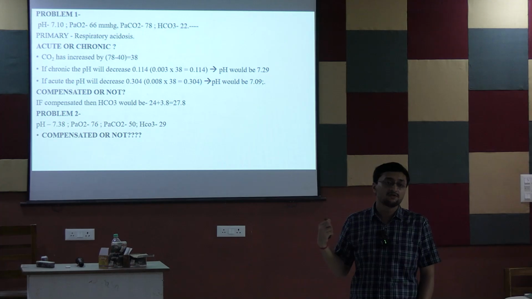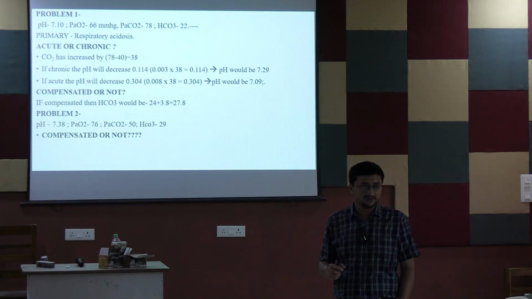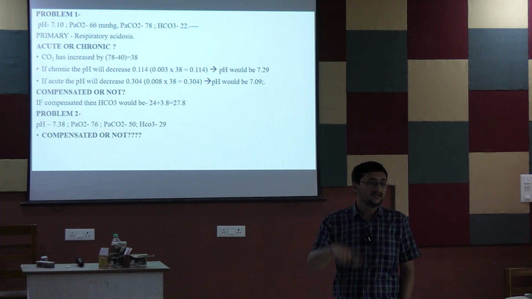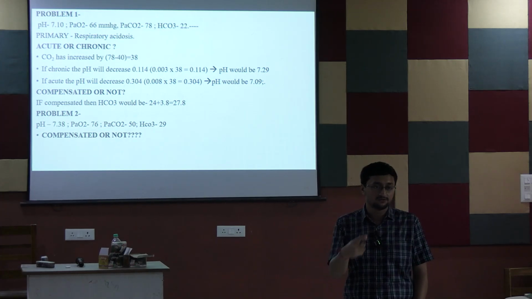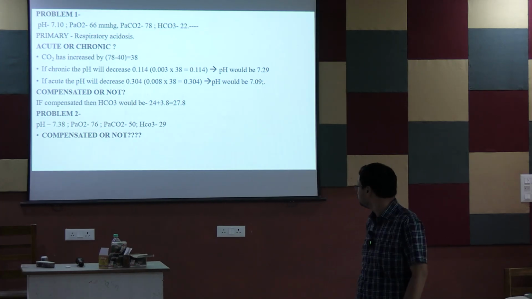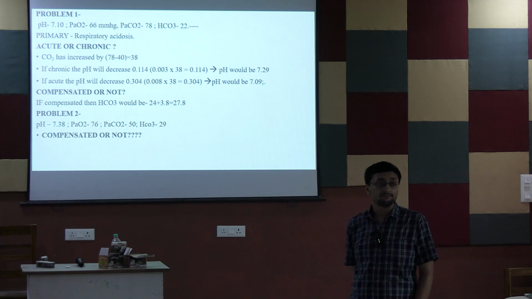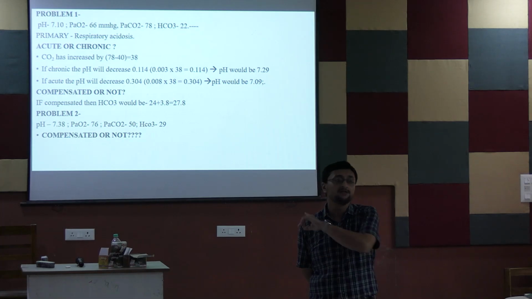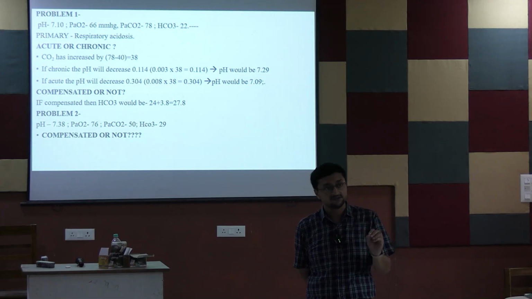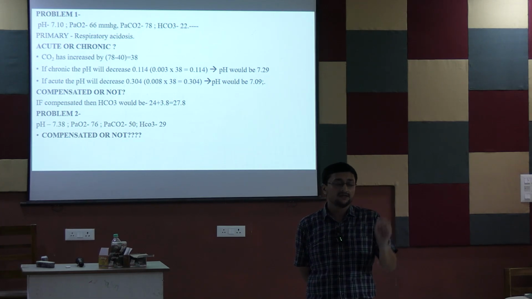whether this is compensated or not. In chronic কত? 1425 বলেছিলাম, that is 4. In 10 change of PCO2 there will be 4 change of bicarbonate. তাহলে কত হচ্ছে দেখ, bicarbonate কত হবে? 28 হবে, তাই তো? 24 plus 4 হবে 28, তাই এখানে 29 আছে। So this is compensated. This is compensated respiratory acidosis.